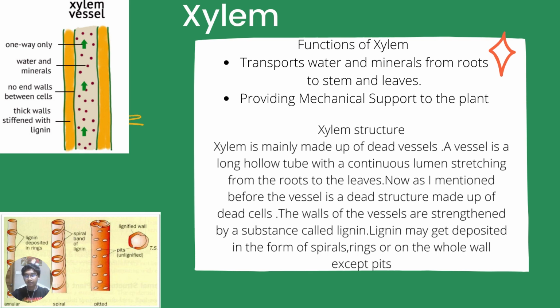Now, the walls of the xylem vessels are strengthened by a chemical substance called lignin. Lignin may get deposited in the form of spirals or rings, or in some cases, the whole vessel may get lignified, except the regions called pits. In the picture down below, you can clearly see how xylem vessels might get lignified.